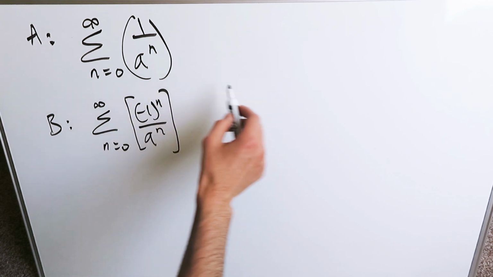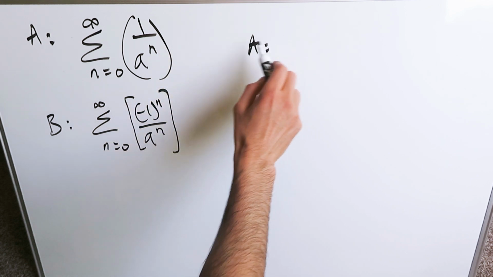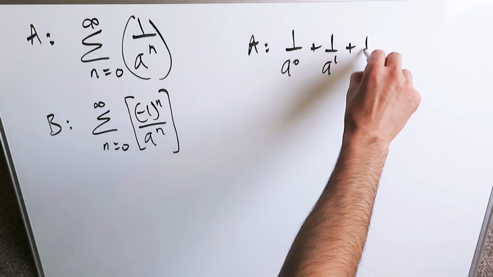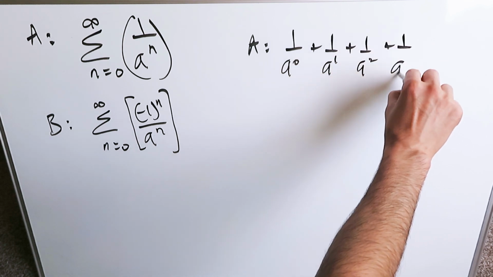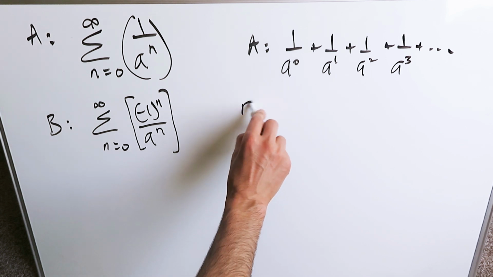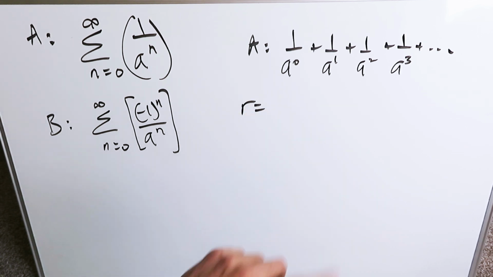When you are looking at case A, let's start with that. If you were to expand this out, what will you have? You will have 1 over a exponent 0 plus 1 over a to the 1 plus 1 over a squared plus 1 over a cubed onwards. You only have positive terms. Then you're worrying about a common ratio. Your common ratio is always a number divided by the number before.